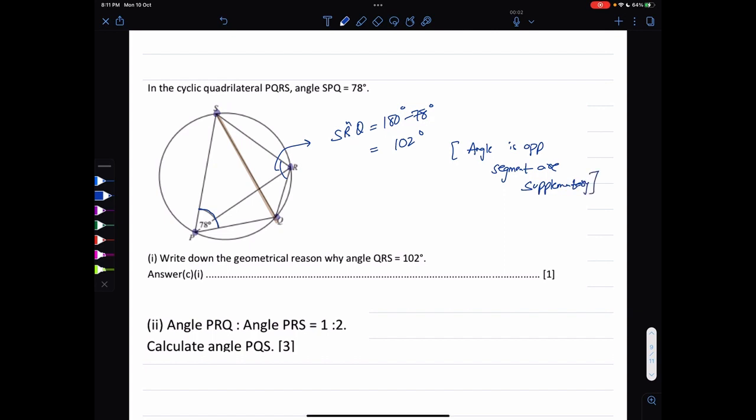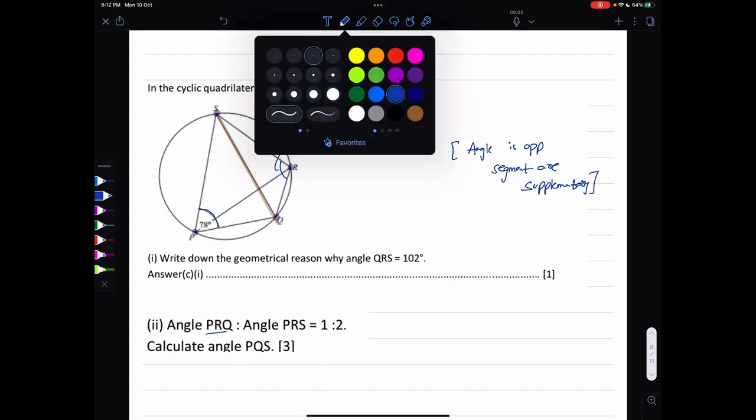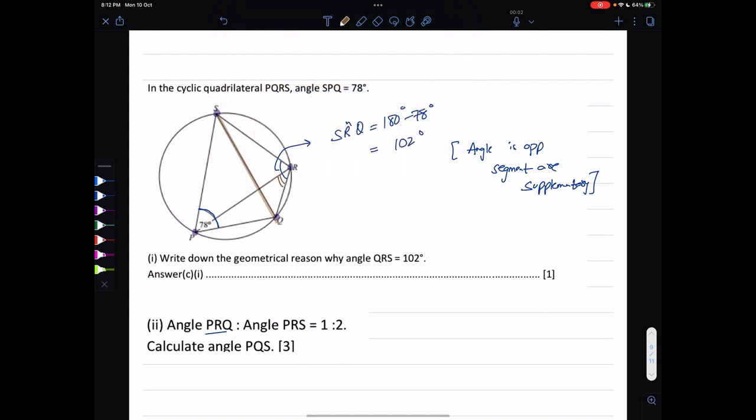Okay, then you have been given that angle PRQ and angle PRS. PRQ is this angle and PRS is this angle. They are in the ratio of 1:2. So if you want to evaluate this angle, it's going to be 1/3 of 102, and this angle is going to be 2/3 of 102 degrees. So if you do the maths, this angle is going to be 34 degrees, and this angle is going to be 68 degrees.